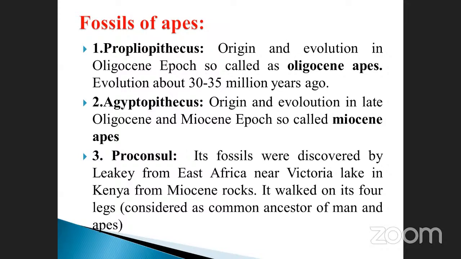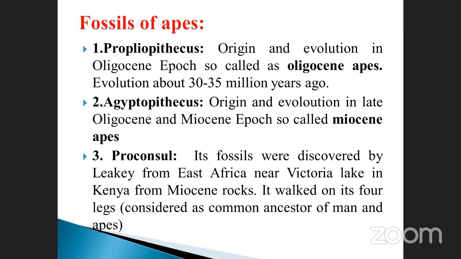And Aegyptopithecus. Origin and evolution in the late Oligocene. After the Oligocene, there is Aegyptopithecus and the Miocene. Oligocene and Miocene. After the Oligocene, OM, just to remember it. The next epoch is called the Miocene epoch. Which epoch is mentioned here? Apes are also mentioned in that particular epoch. They are collectively called by that epoch, and apes are similarly Miocene.